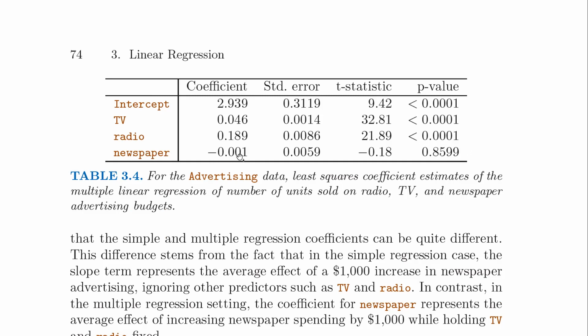Newspaper's coefficient is close to zero in inverted commas. We have a much higher p-value. So it might be the case that we're going to arrive at a point where we ditch the newspaper data. It's not necessarily adding any information that isn't already captured by TV and by radio.